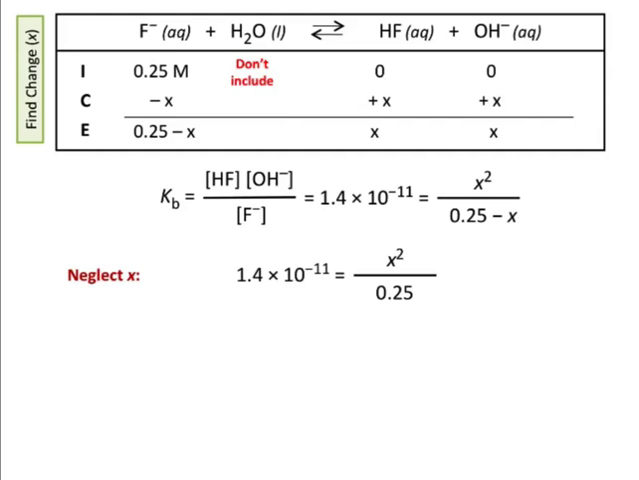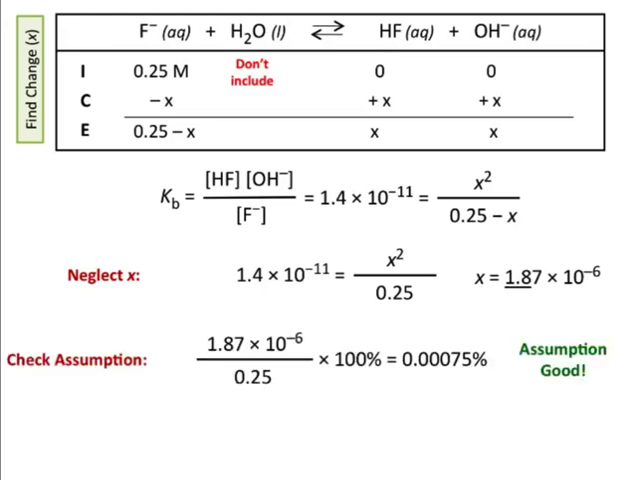Step 1, let's try neglecting x. It's easy, and if it works, it makes our life great. So let's try that. You solve for x, you get this number, 1.87 times 10 to the negative 6. Well, turns out 1.87 times 10 to the negative 6 is such a small portion of 0.25 that this is a great assumption. So we're going to take this value for x, it'll be perfect.